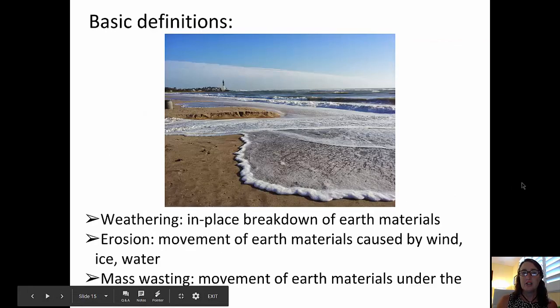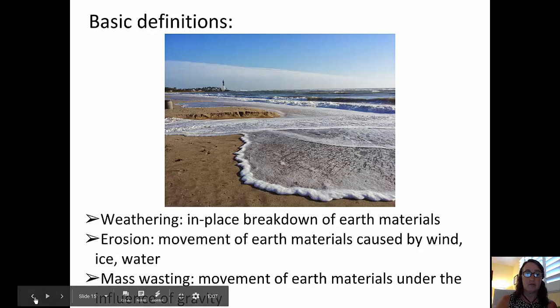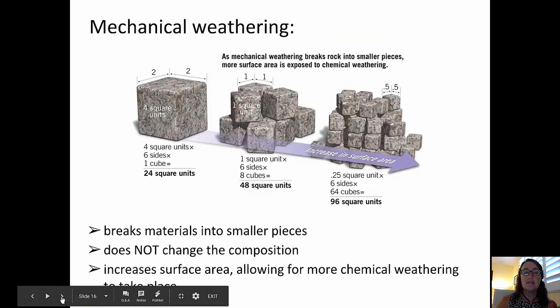The basic definition of weathering is that it's in place, or in situ, breakdown of earth materials, where erosion is the movement of those earth materials by ice or water or wind, and mass wasting is the movement of the earth materials downslope under the influence of gravity. So let's start out with mechanical weathering here.